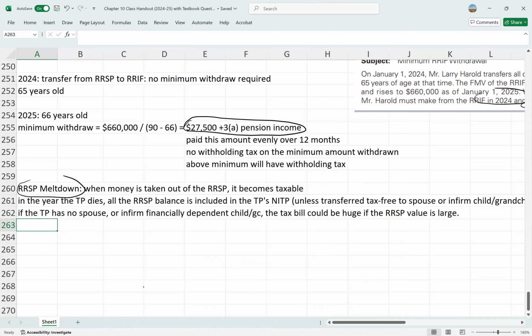Has anybody heard of that term? Those of you in financial planning, has anybody heard of that term? If you have, just make a note of that in the chat. I'm just curious if that was taught to you in any of your financial planning courses.